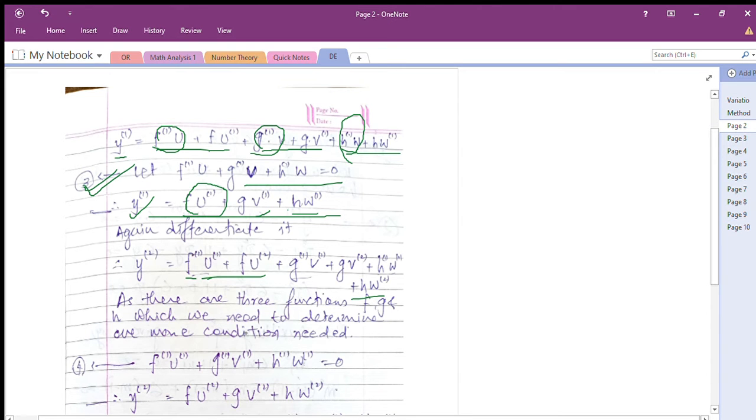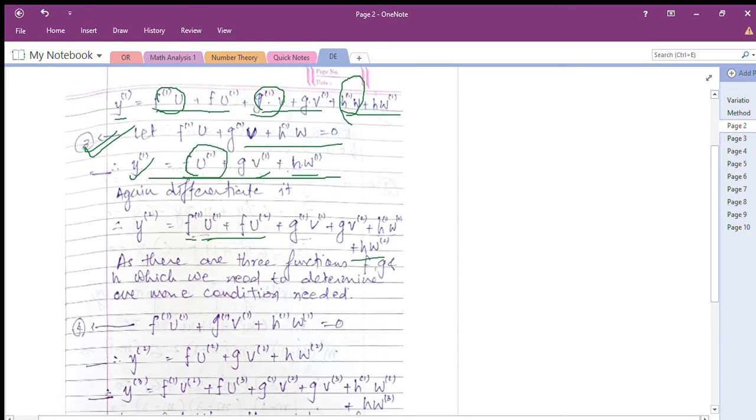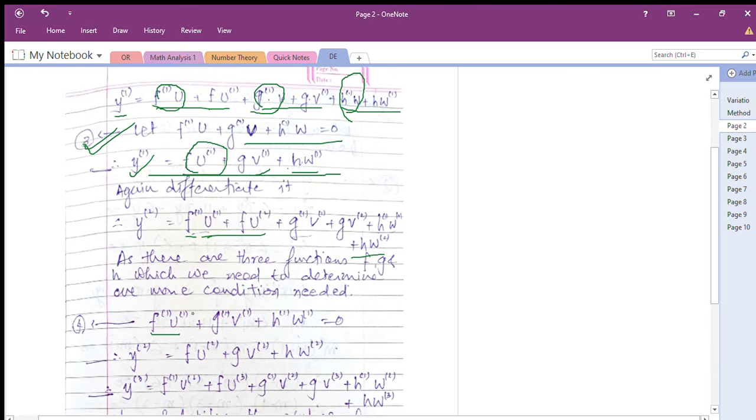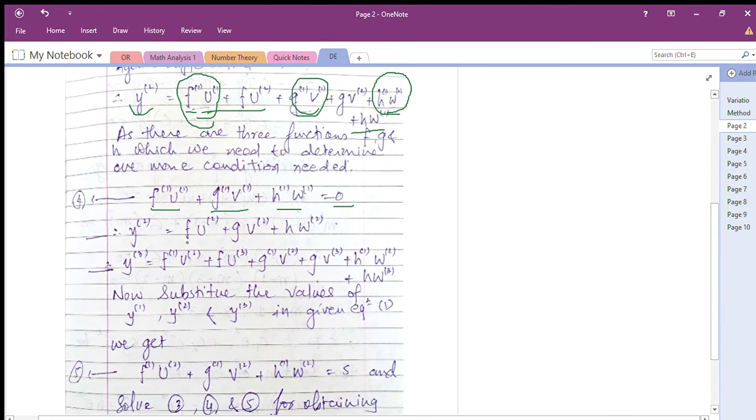So let us consider another equation as f1u1 + g1v1 + h1w1 = 0. That means f1u1 + g1v1 + h1w1 = 0. So when these three are added and equal 0, y2 will be the remaining part. That looks something like this.